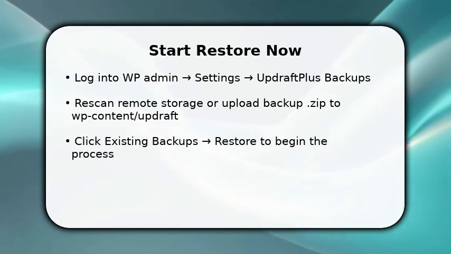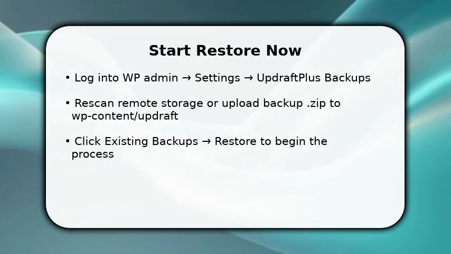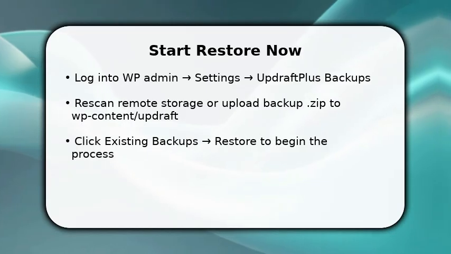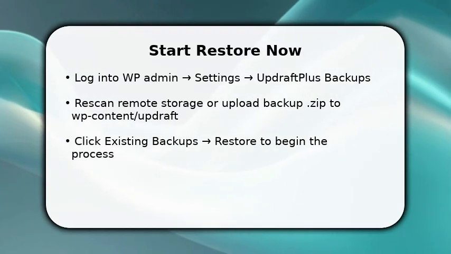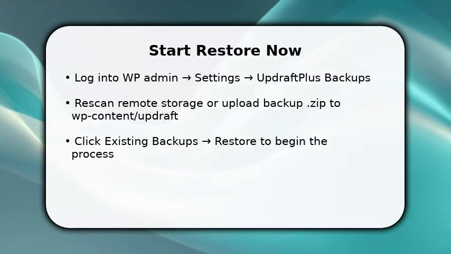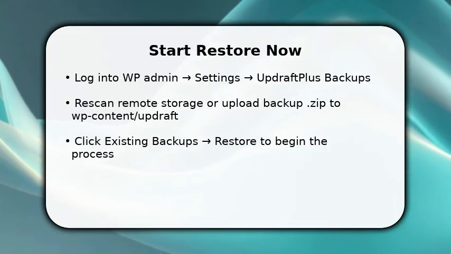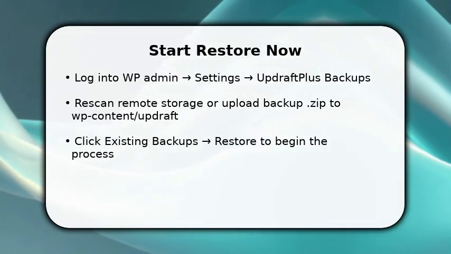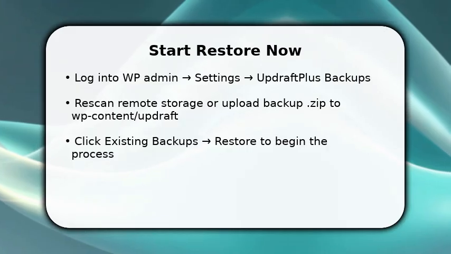You're starting the restore immediately. Open WordPress admin, go to Settings, then UpdraftPlus Backups. Once there, rescan your remote storage so UpdraftPlus finds the backup set. If it doesn't, upload the backup zip files to wp-content/updraft and rescan. Then click Existing Backups and hit Restore. You do this now because the plugin needs the backup set available before restoring.